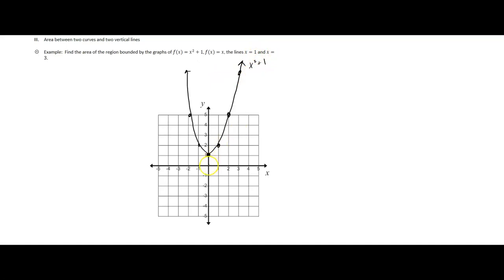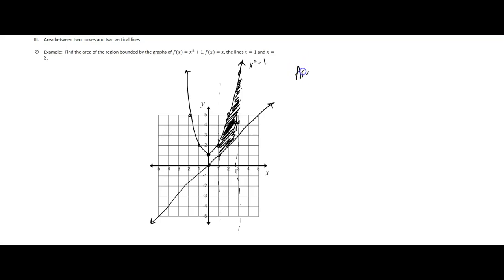And then f of x equals x is the line y equals x. So it looks like this. And we're looking between x equals 1 and x equals 3. So I'm going to drop some vertical lines there. And the area between those two curves and between those two lines looks like this. So again, not something that you would want to calculate by a geometry formula. We're going to use the calculus here.